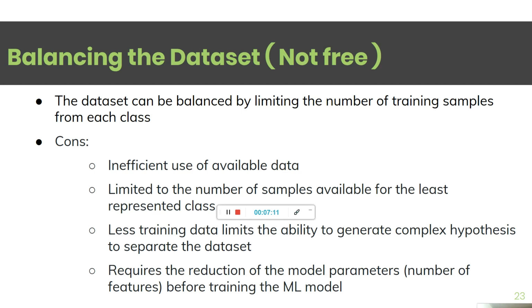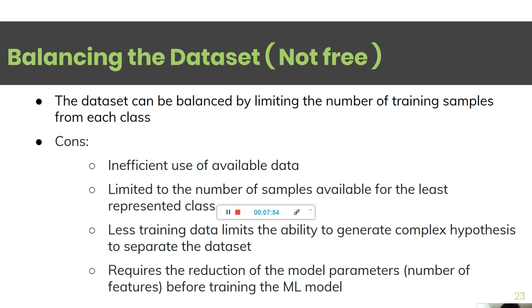You would have a lot of data available to train for class 0, but you're only using a tiny portion of it in order to maintain the balance with class 5, which is underrepresented. So this doesn't allow our machine learning models to develop complex hypotheses that might be needed in order to separate the data that we have. And it also does not allow us to be free with our feature selection, and imposes the need for feature reduction in order to adapt to the few data samples that we have.